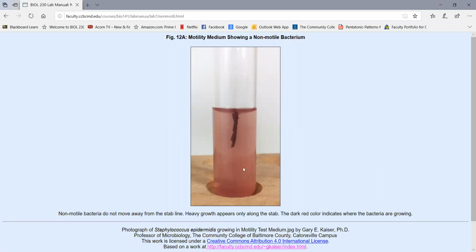So the motility test medium has kind of a reddish color. There's a dye added that turns red in the presence of oxidation reduction reactions. So the more bacteria you have growing at a particular location, the darker red the agar appears. So we see very heavy dark red growth along the stab line. This is where the stab of the loop went into the agar, but notice the bacterium hasn't moved away from the stab line. There's very sharp, well-defined growth along the stab line, indicating that this is a non-motile bacterium.